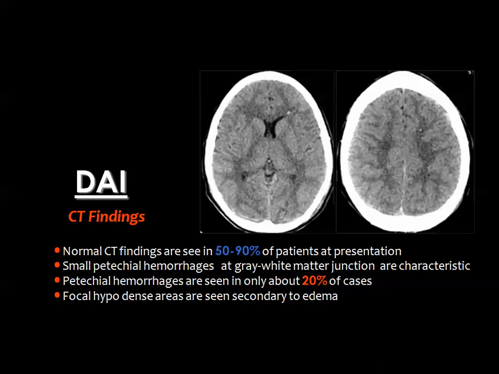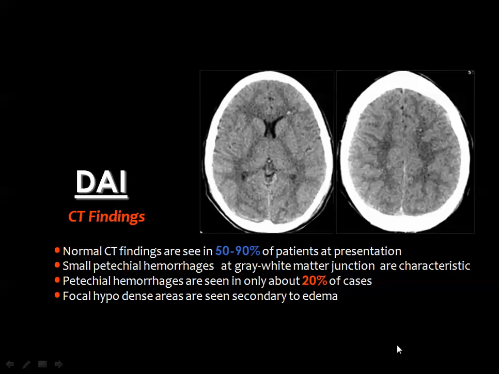So, with a history of trauma, and if you look here carefully, you can see this focus of blood and this focus of blood. In spite of these minor injuries, the clinical presentation of the patient is not corresponding to these minor injuries. Then in many cases, you can see that the brain CT is normal at the presentation. Then after a follow-up CT scan, you can see petechial hemorrhage in the characteristic locations.